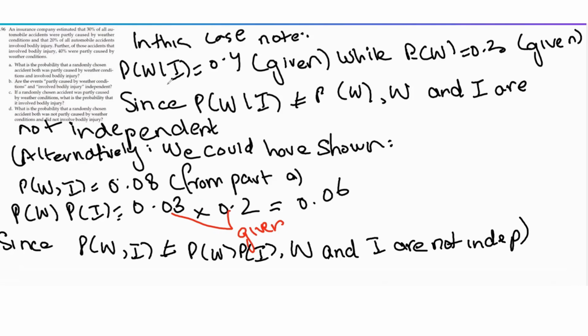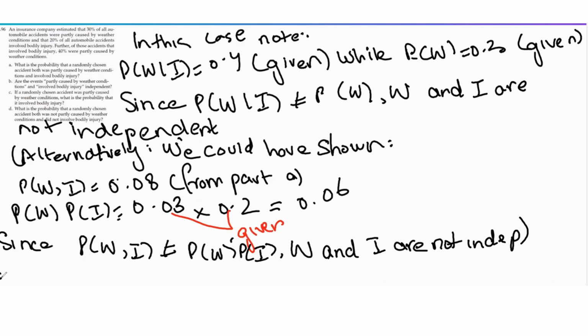Of the three equivalent conditions, you can show the probability of W given I is not equal to the probability of W, which we showed here. You could have shown the probability of I given W is not equal to the probability of I, but then we would have had to find the probability of I given W. We don't have to do that. We can just use the information given to us. You could have also used the probability of W and I that you found in part A and shown that it's not equal to the product of the individual probabilities.